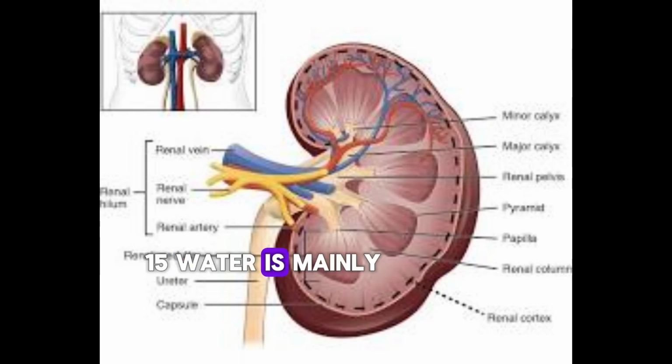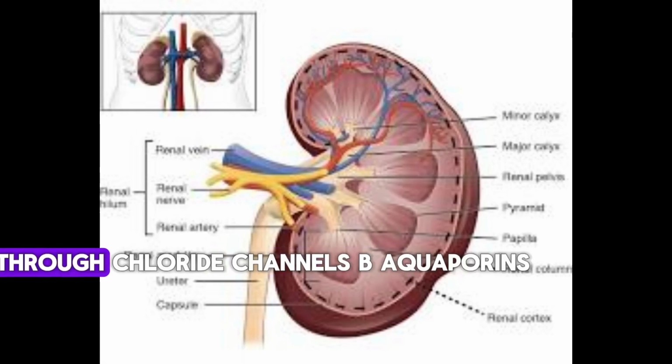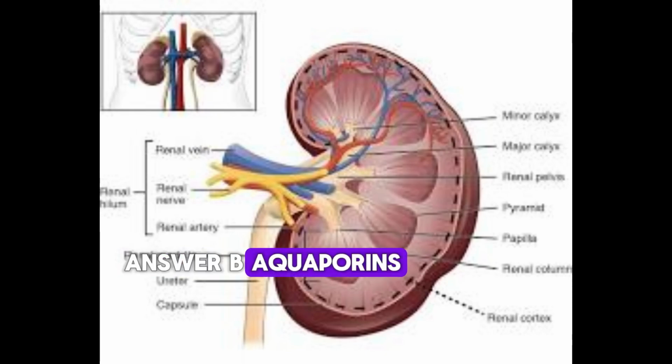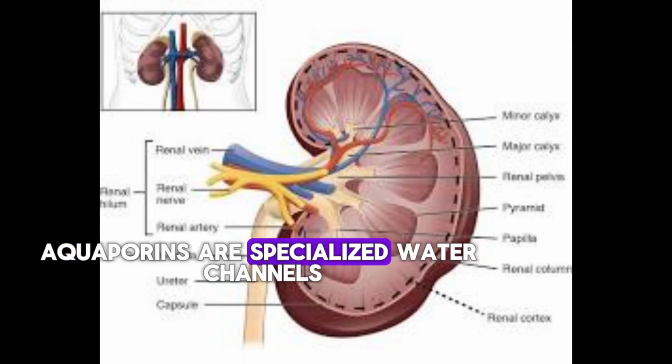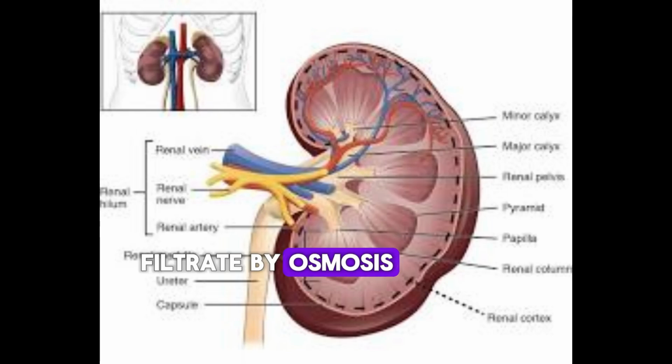15. Water is mainly reabsorbed from the filtrate in the descending loop of Henle through A. chloride channels. B. Aquaporins. C. Sodium pumps. D. Hemoglobin. Answer B. Aquaporins. Aquaporins are specialized water channels that allow water to move out of the filtrate by osmosis.